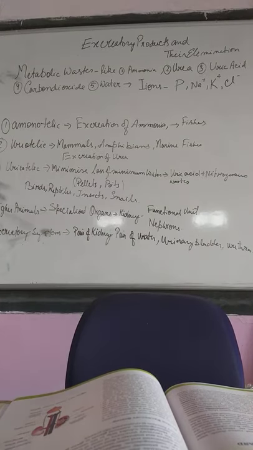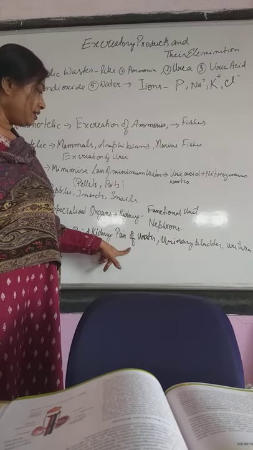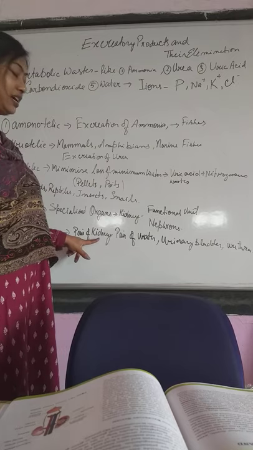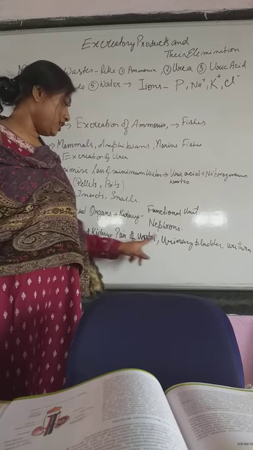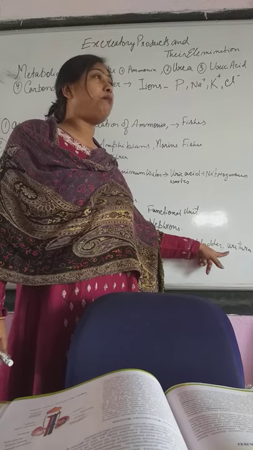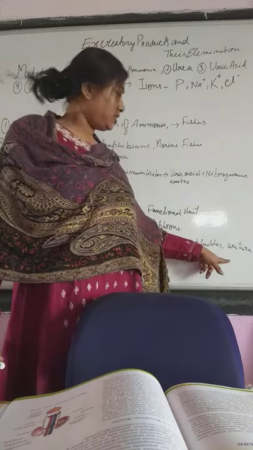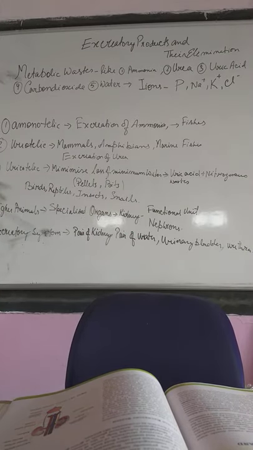The entire excretory system consists of a pair of kidneys, a pair of ureters, and a urinary bladder. The pair of ureters are tubules connecting the kidney to the urinary bladder. And ultimately, the urethra is an external opening through which the urine from the urinary bladder is excreted out. Once you see the diagram, you'll understand it better.